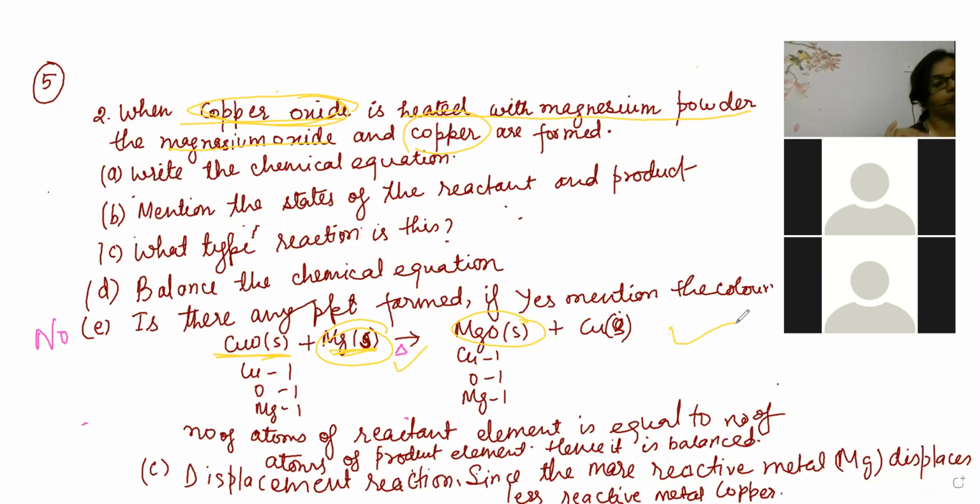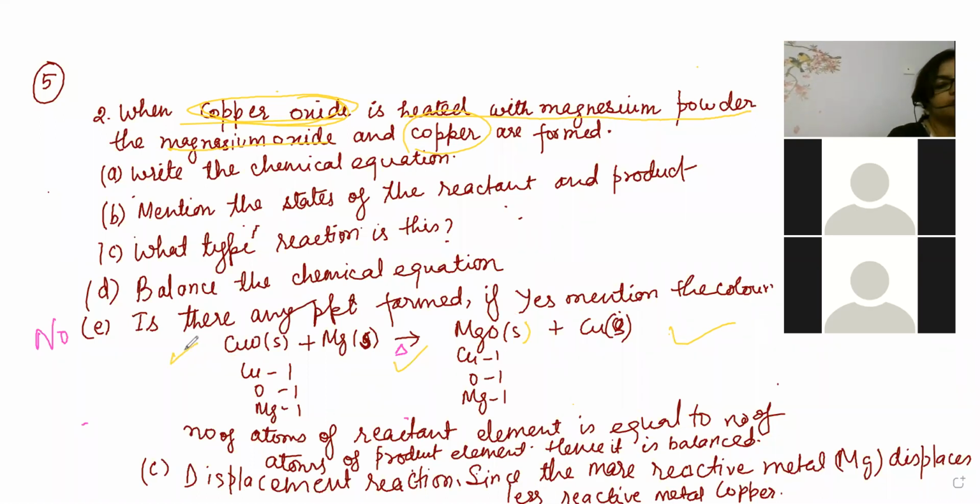So you have to see some of the reactions because they are expressing it in a different way. So write the chemical equation. We have written the chemical equation and mentioned the state of the reaction also, that is both reactant and product will be solid in state. The next question they have asked, what type of reaction it is. You see, magnesium is more reactive and magnesium is displacing less reactive element, so it is a case of displacement reaction.